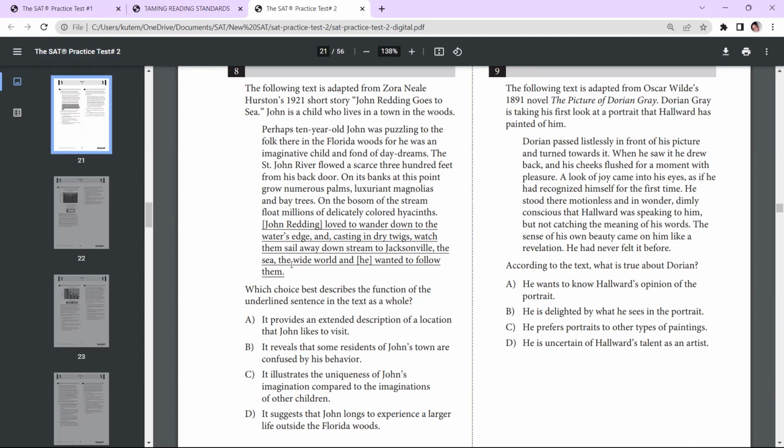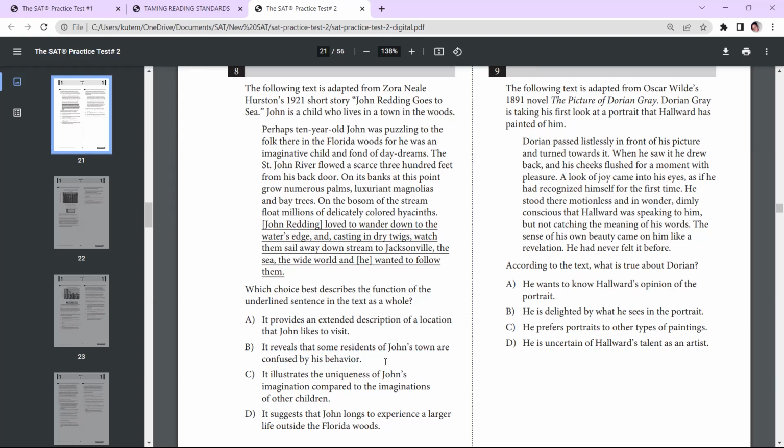Okay. A says it provides an extended description of a location that John likes to visit. So it's not describing the location, it's describing this activity that John likes to do. So A is out. B says it reveals that some residents of Johnstown are confused by his behavior. So there's nothing about confusion. Of course, that was strange. He just puts twigs in the water and watches them float away. But it doesn't talk about residents and their reaction.